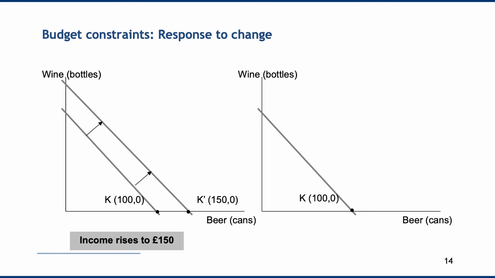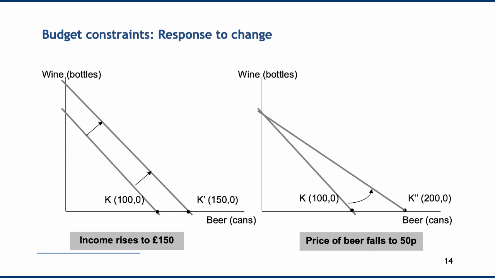Or let's imagine that there's a change in price. For example, the price of beer falls to 50 pence. Now this isn't going to affect how much wine we can afford if we spend all of our money on wine, but it is going to mean that we can now afford twice as much beer. So if there's a change in the price of one of the goods, then we're going to see a pivot in the budget constraint, and that's because the price ratio, which is the slope of the budget constraint, has changed.